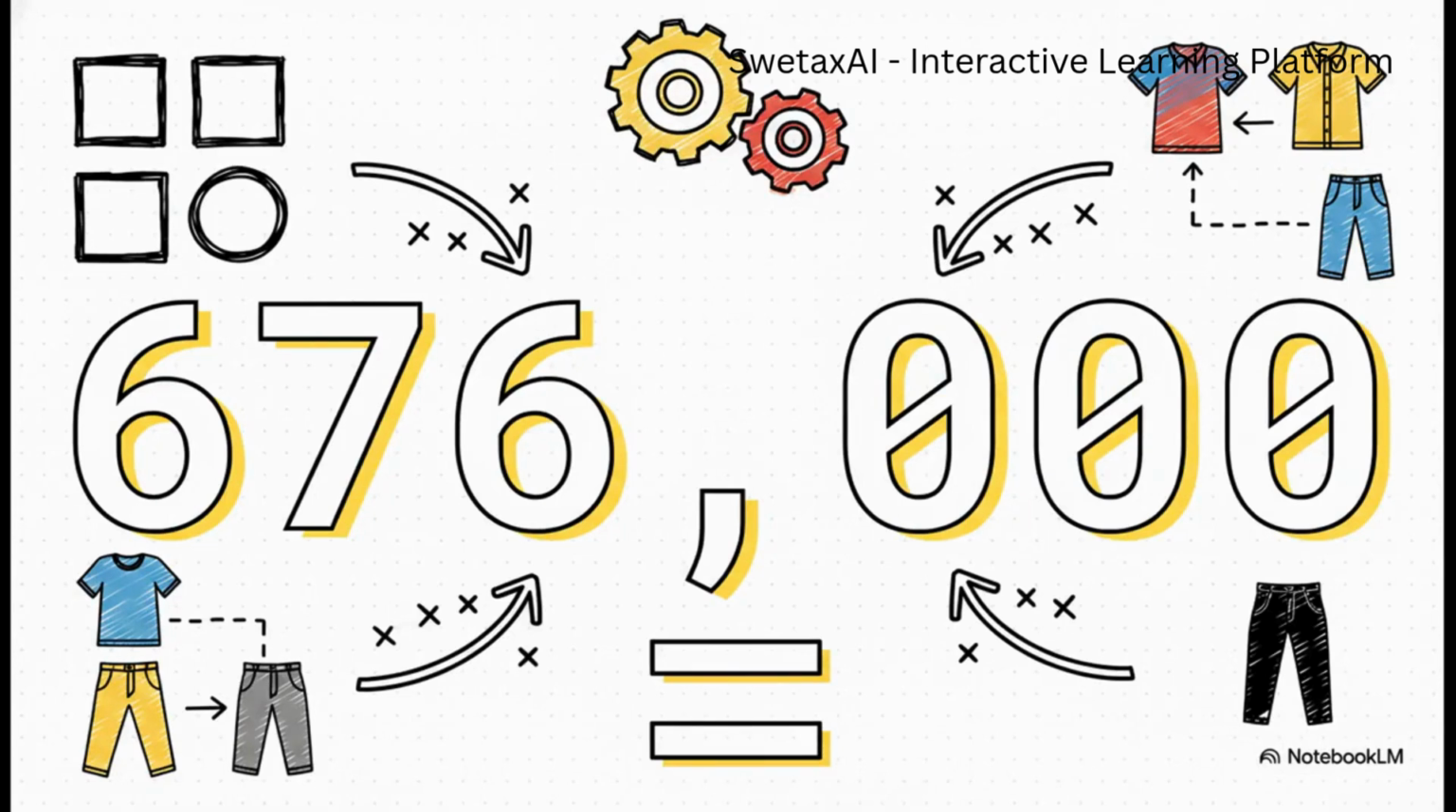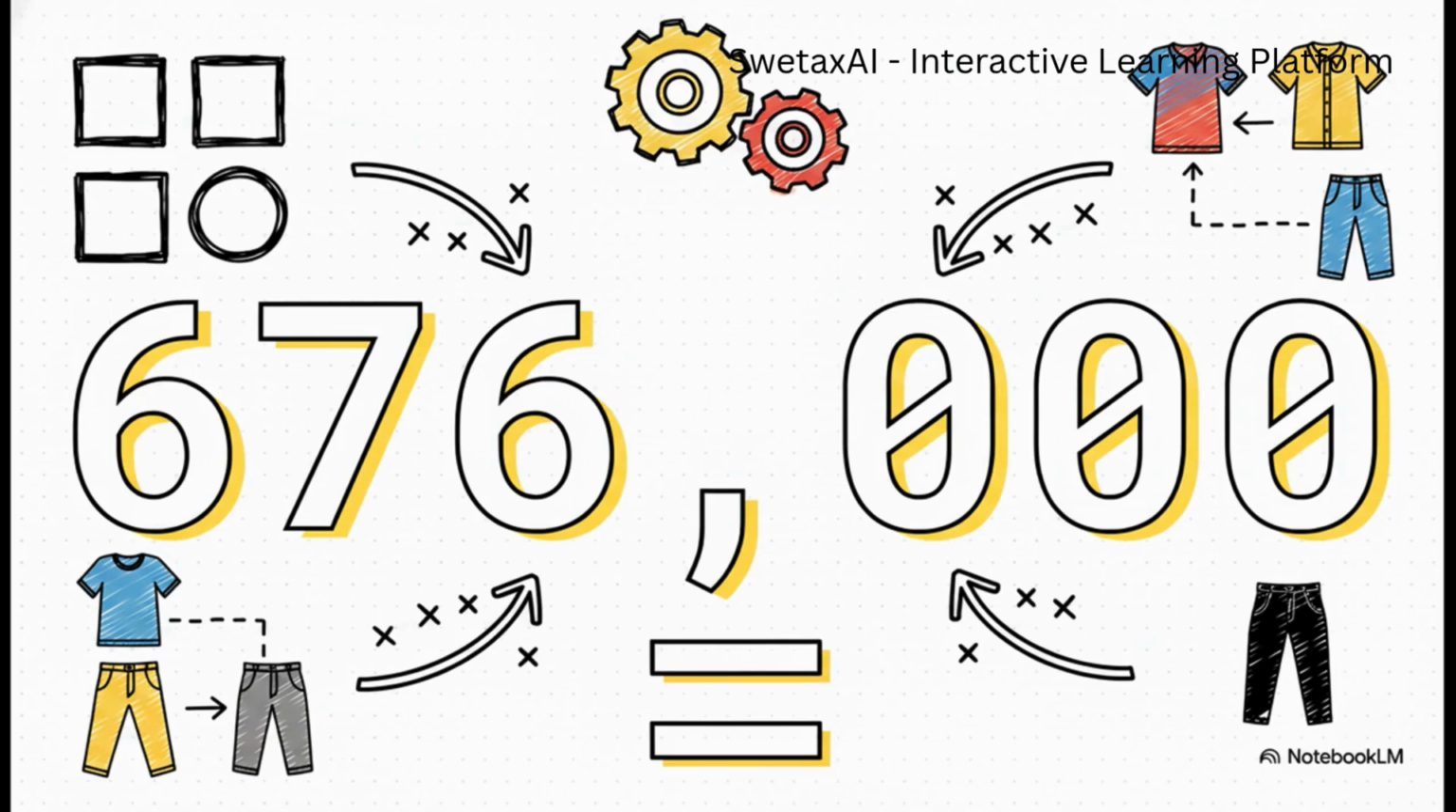It's 676,000. And we get there in seconds using the multiplication principle. This principle tells us that if independent events are happening together, we simply multiply their individual possibilities. For that password, we have 26 options for the first letter, 26 for the second, 10 for the first digit, 10 for the second, and 10 for the third.